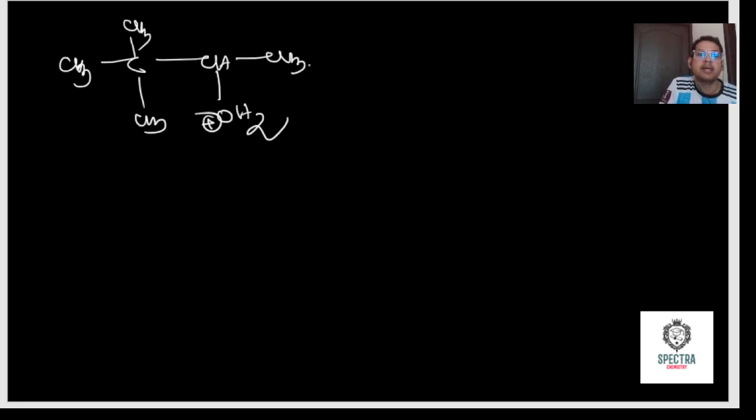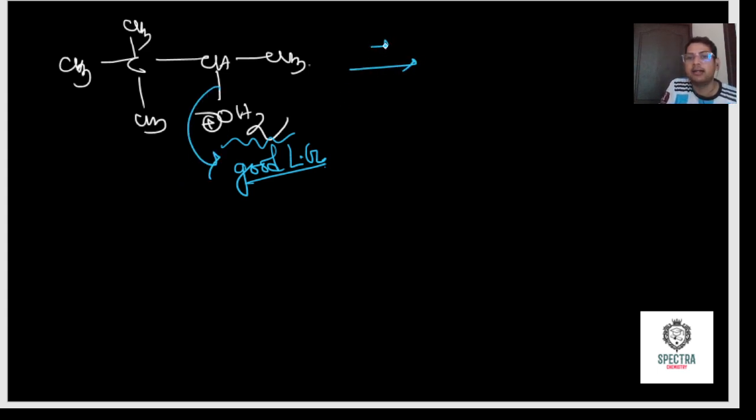So CH3, C, CH3, CH3, CH. Now this OH is taking a hydrogen, it will be OH2. Oxygen having 3 bonds means oxygen is having a plus charge. Now the benefit of this reaction is that it is becoming a very good leaving group, because if it leaves, it leaves as a neutral water molecule. It will leave and you are starting your E1 mechanism.